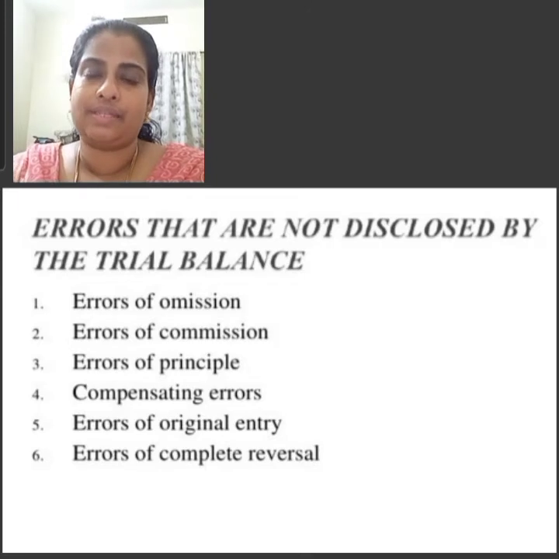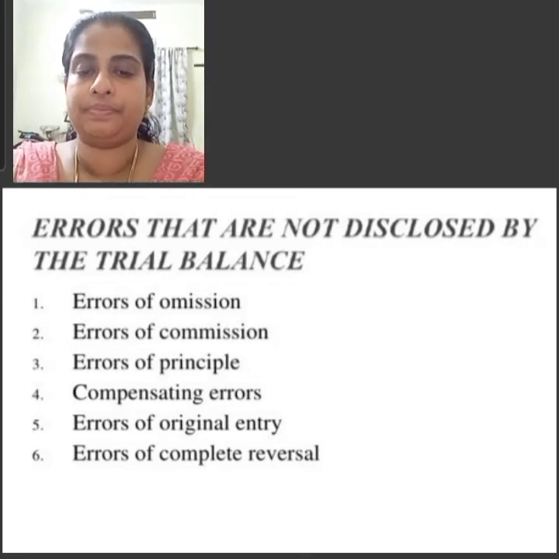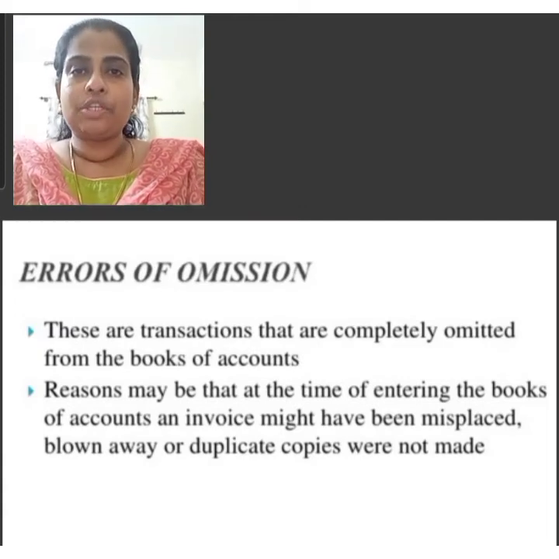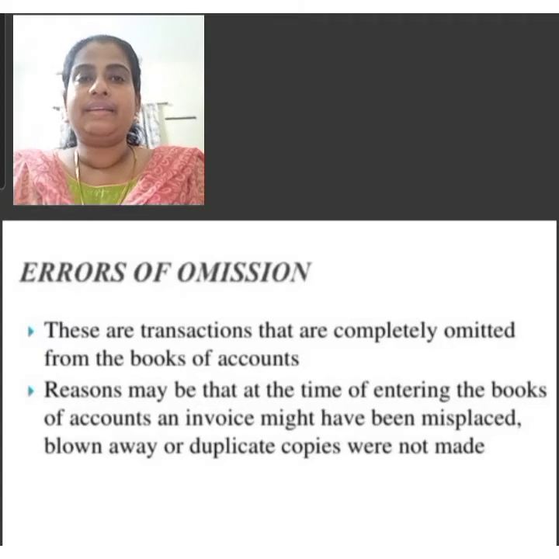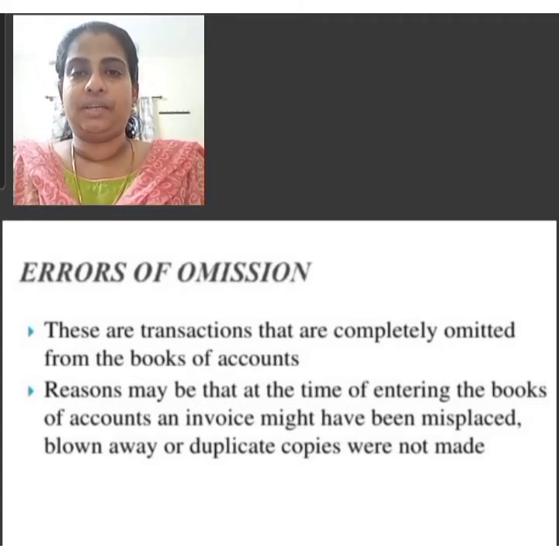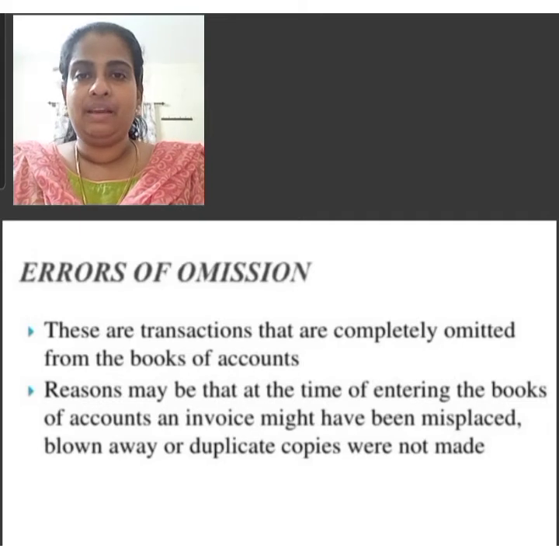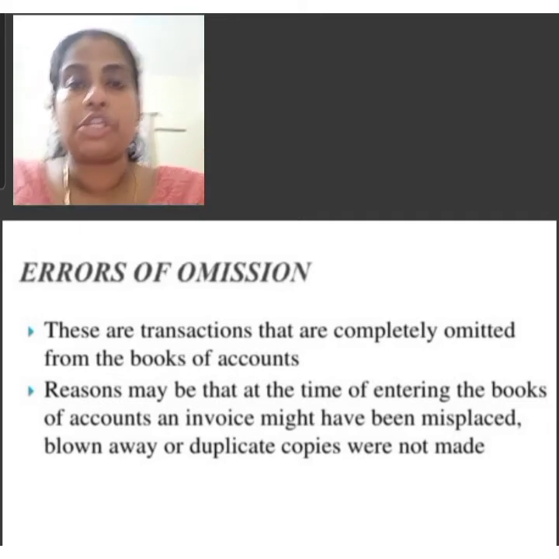Now we are going to study the term errors of omission. The errors of omission may be committed at the time of recording the transactions in the book of original entry or while posting into the ledger. This can be of 2 types. They are error of complete omission and errors of partial omission.